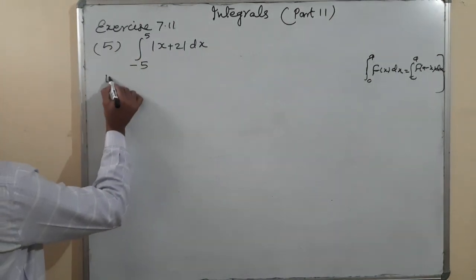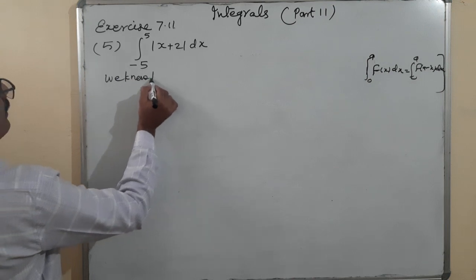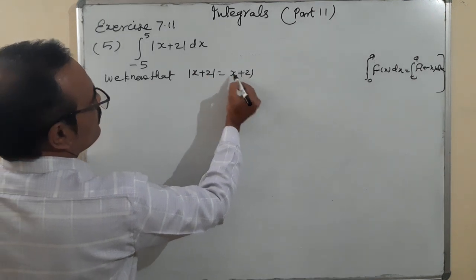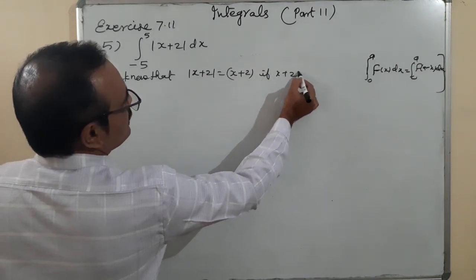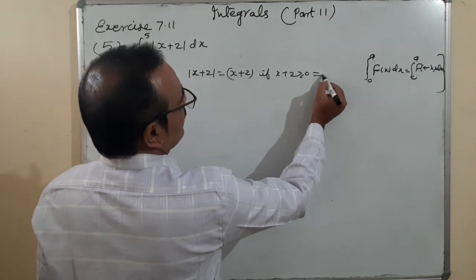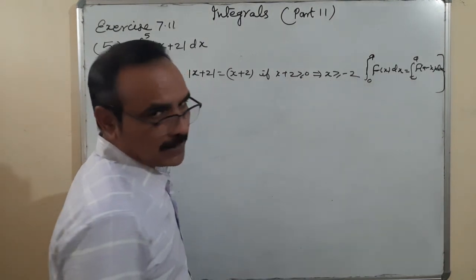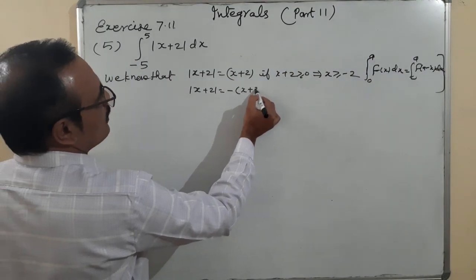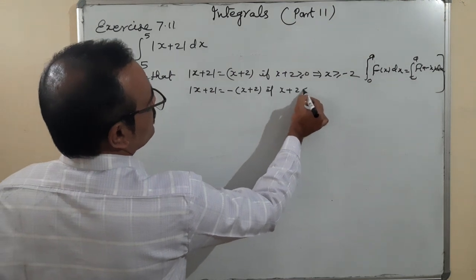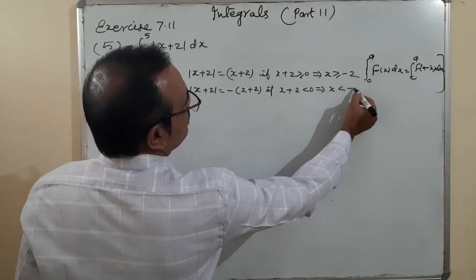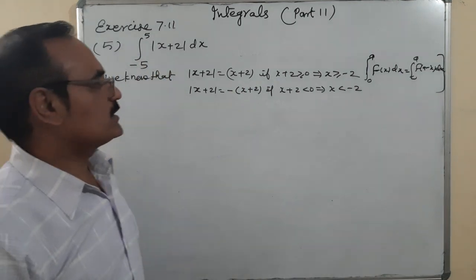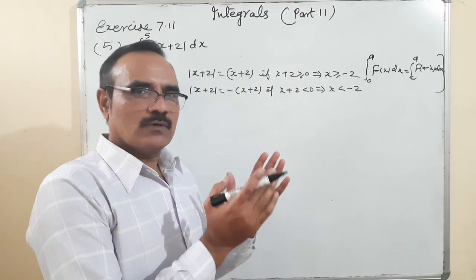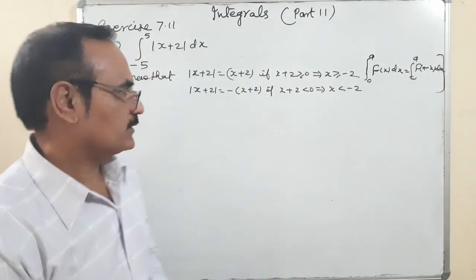Okay, so we know that mod of x plus 2 is equal to x plus 2 if x plus 2 is greater than or equal to 0. That means x is greater than or equal to minus 2. Agreed? And mod of x plus 2 is equal to minus of x plus 2 if x plus 2 is less than 0. This means x is less than minus 2. Okay, that means this is the critical point, minus 2. From minus 2 to the left and from minus 2 to the right, the values will change.